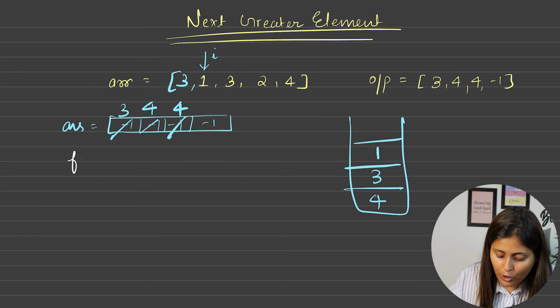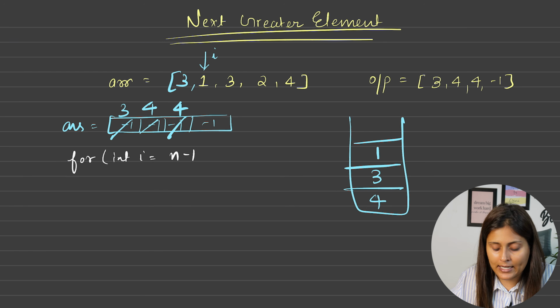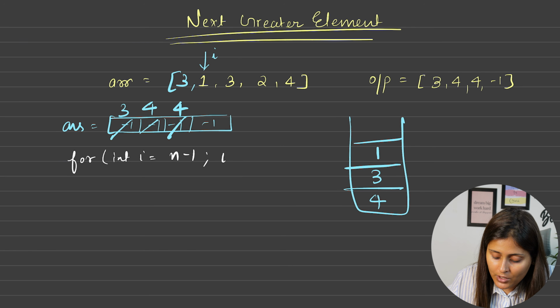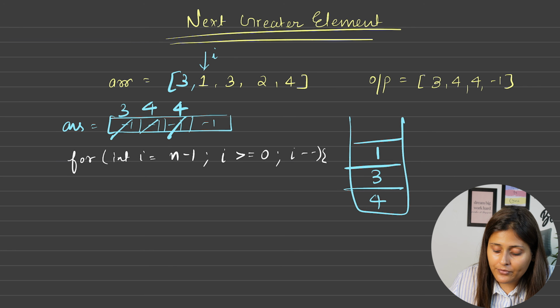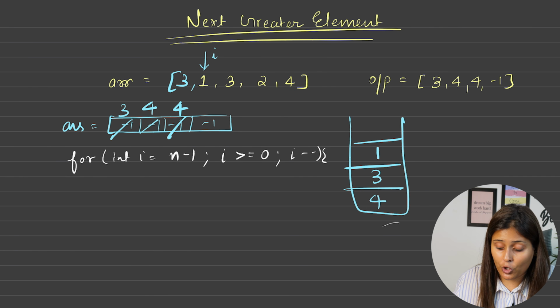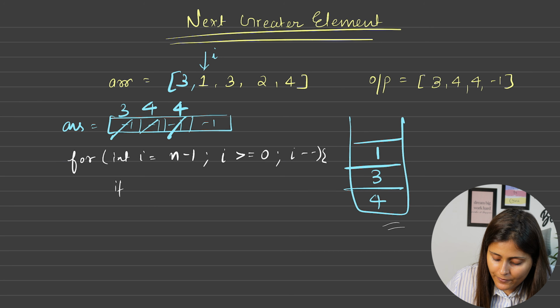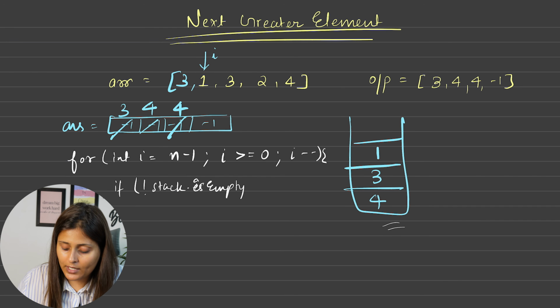First we will run the for loop from where? Can I say last index? Last index means n-1, where n is the length of the array, and we will go until i is greater than or equal to 0, with i minus minus, okay. So for the very first value, first I'll check if my stack is empty or not. So we'll check if my stack is not empty, okay.